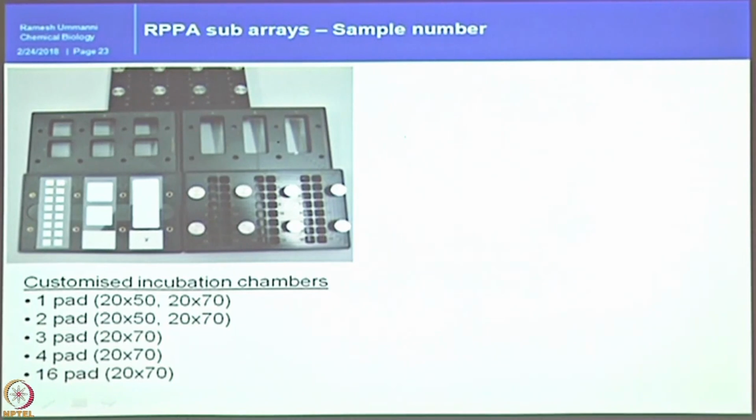These chambers were custom made in our lab, and are now available in the market. So one pad is like this. You can use one antibody for the entire slide for 2000 samples. If you have only 1000 samples, you can divide them into two groups, 1000 here and 1000 here, and use two antibodies on each slide. And if you have a very small number of samples, you can also divide the glass slide into 16 different chambers, so that you can put 16 antibodies on one glass slide with maybe a couple of hundred samples. In that way you can miniaturize your assay.